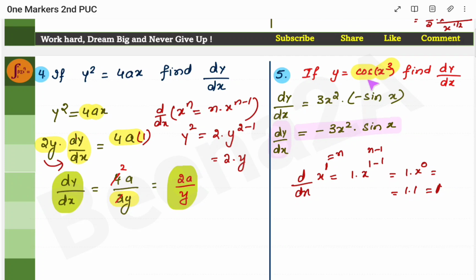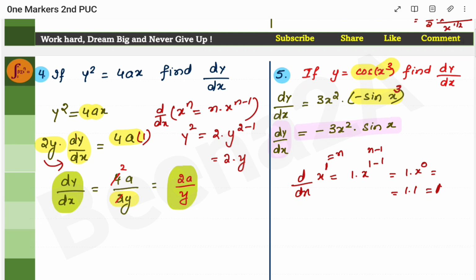So here first what we will do, we will take the cos function. What is the derivative of the cos function? It is minus sine, right? And it has to be x cube here. Instead of x, we have x cube. So just copy it as is.